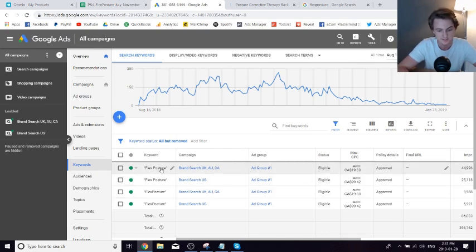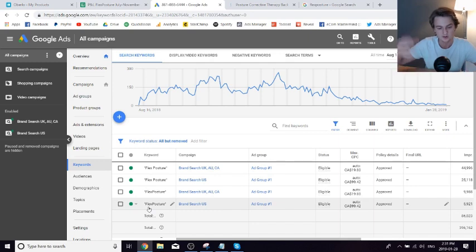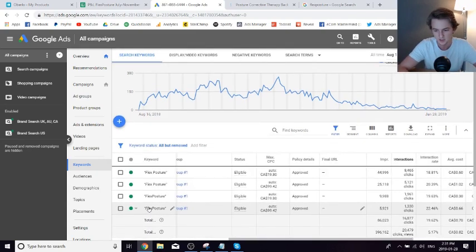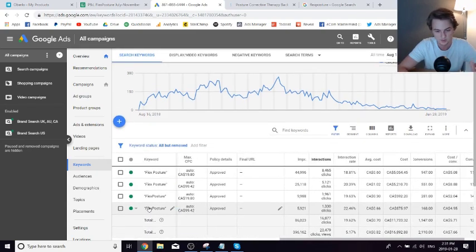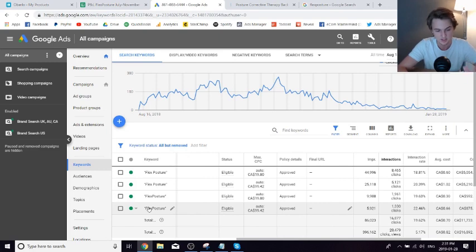And I've got the brackets, which means it needs to be an exact match. But this also means that this word needs to be in the keyword, but there can also be other words. So if someone types in something like flex posture reviews, the ad is also going to pop up. That's really essentially the whole trick. It's not complicated at all.